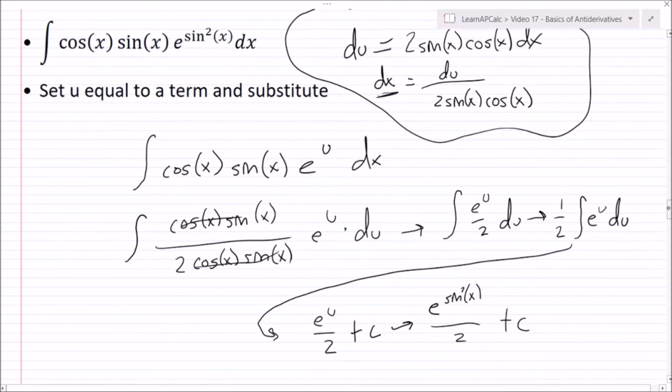Now note that in this example I knew right away which u I was supposed to substitute in for, but a lot of times you're going to have to sort of guess different u's to find the right one to substitute for. Because again, when we do this integral here, we only can have u. If we have x in there, we cannot integrate, so you have to pick the right u.